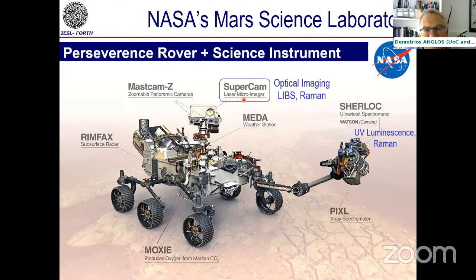It says here laser micro imager. So there's a number of functions in this head here. One is a high resolution imaging at distances of the order of 10 meters, average distances of the order of 10 meters. So one can image rocks and stones and other features on the surface of Mars.